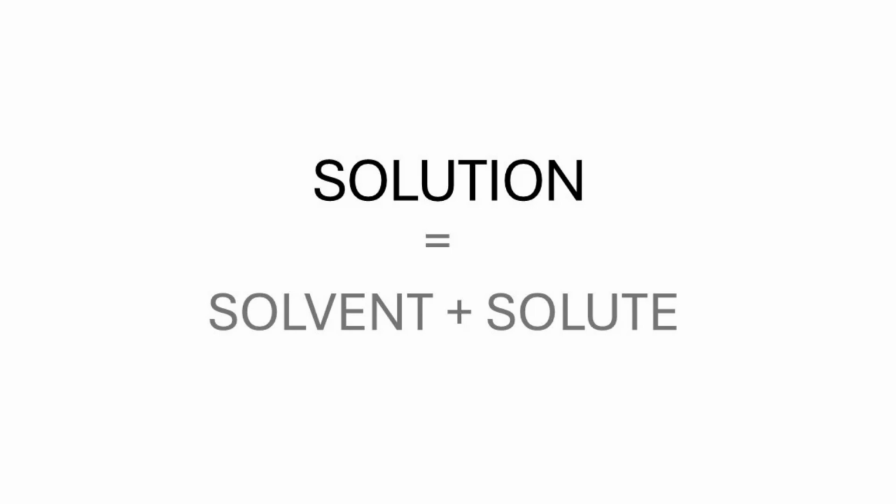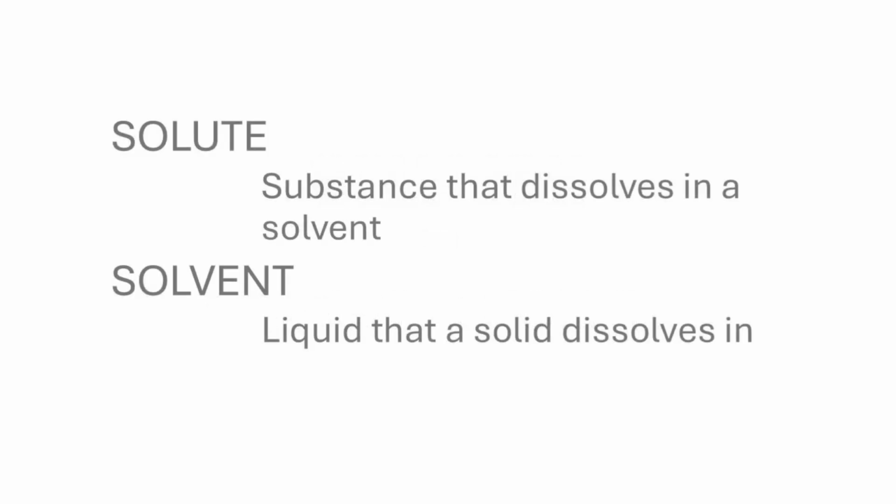Next, let's define some essential terms related to solutions. A solution is a homogeneous mixture of two substances, a solute and a solvent. The solute is the substance that dissolves, like sugar or salt, and the solvent is the substance that does the dissolving, such as water. Together, they form a solution. If you continue adding solute to a solvent, there will come a point where no more can dissolve. This is called a saturated solution.